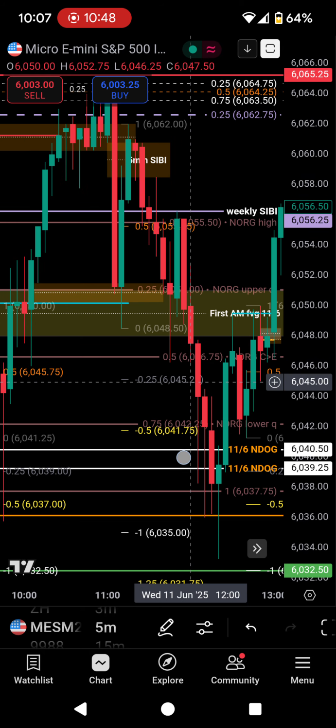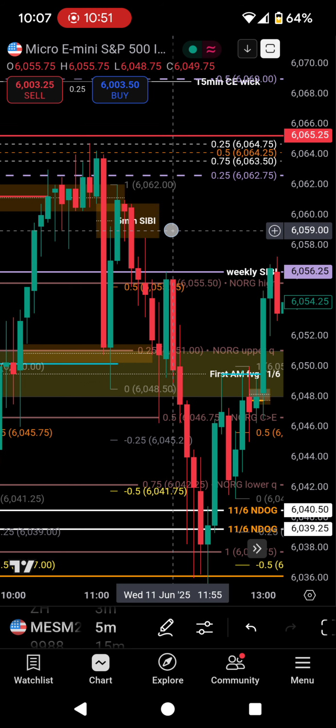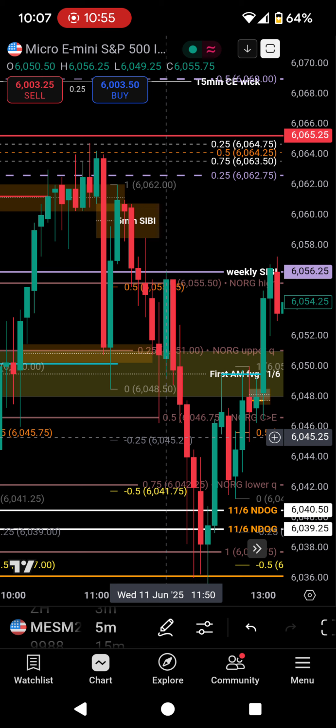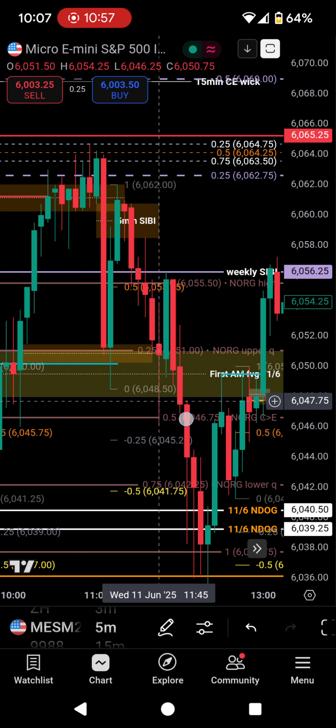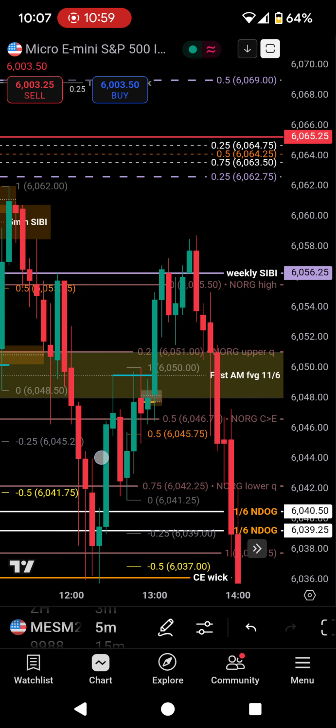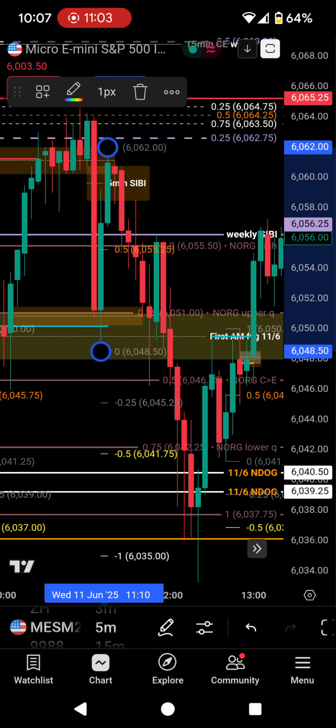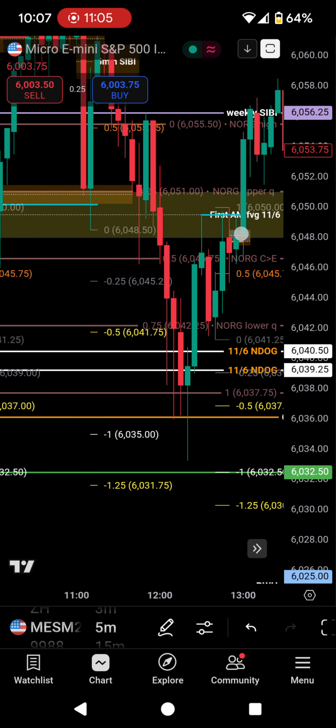6050 and 6045. Let's say we use the Caylot's model. Enter here, Fulcrum point, and I'll take profit here. Or here, we got the CE of the new opening range gap. Yep, it's the 0.5 level. And then the end dog, I will take it also.